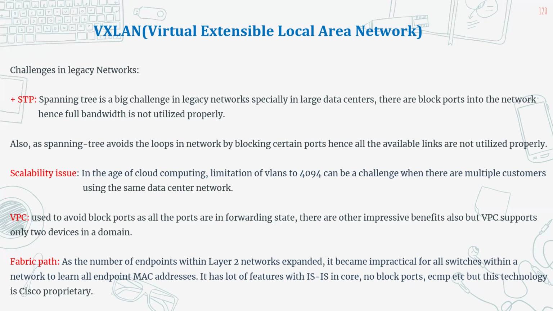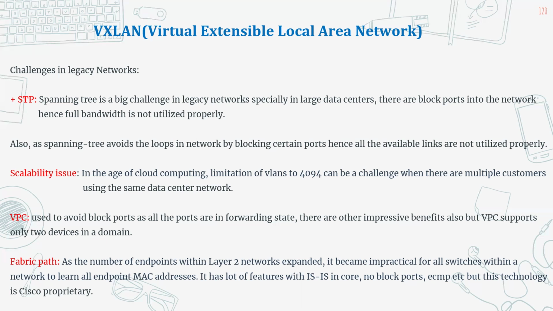Now you can see that there were other technologies also that are used to overcome this spanning tree problem. For example, we have VPC, right? Using VPC, we can avoid the blocked ports, because in VPC all the ports are in forwarding state, right? There are other benefits for VPC too, but you know that VPC can be configured between two devices only, so it is limited to two devices.